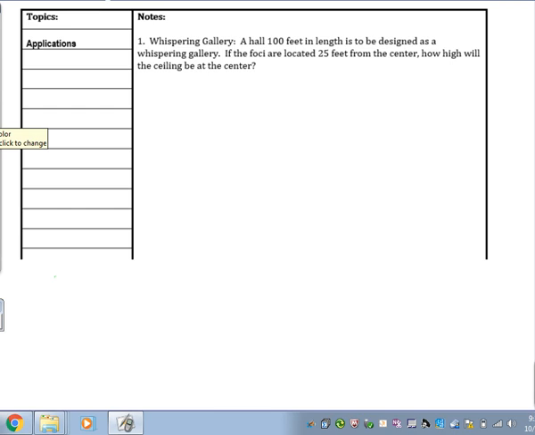So I'm going to draw, this is the floor, and this is going to be half of an ellipse, because if it were a full ellipse, you wouldn't have the floor. The second half of the ellipse would be under the floor, but we're only going to draw half of the ellipse. And I know the length of the entire floor is 100.